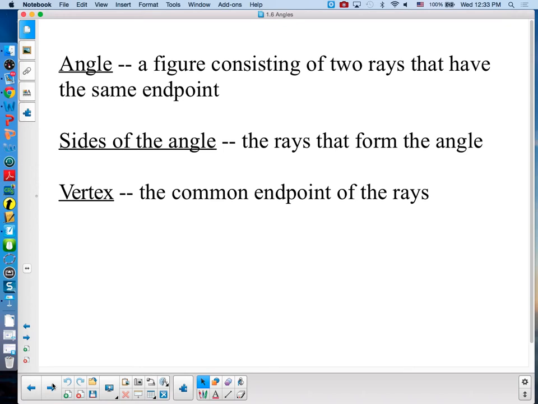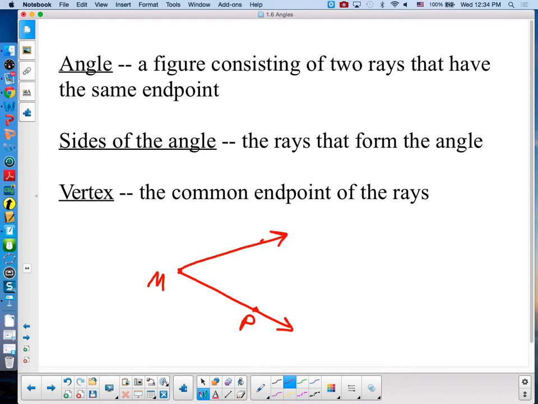So we still need to be able to draw a picture. So finish your notes and let's see what it would look like. It says it's a figure consisting of 2 rays that have the same endpoint. So here's a ray MP. Which point is the endpoint of that ray? M. So if I want to put another ray that shares the same endpoint, I'm going to make another ray at M. So here's another ray, MN. So there's a picture of an angle.